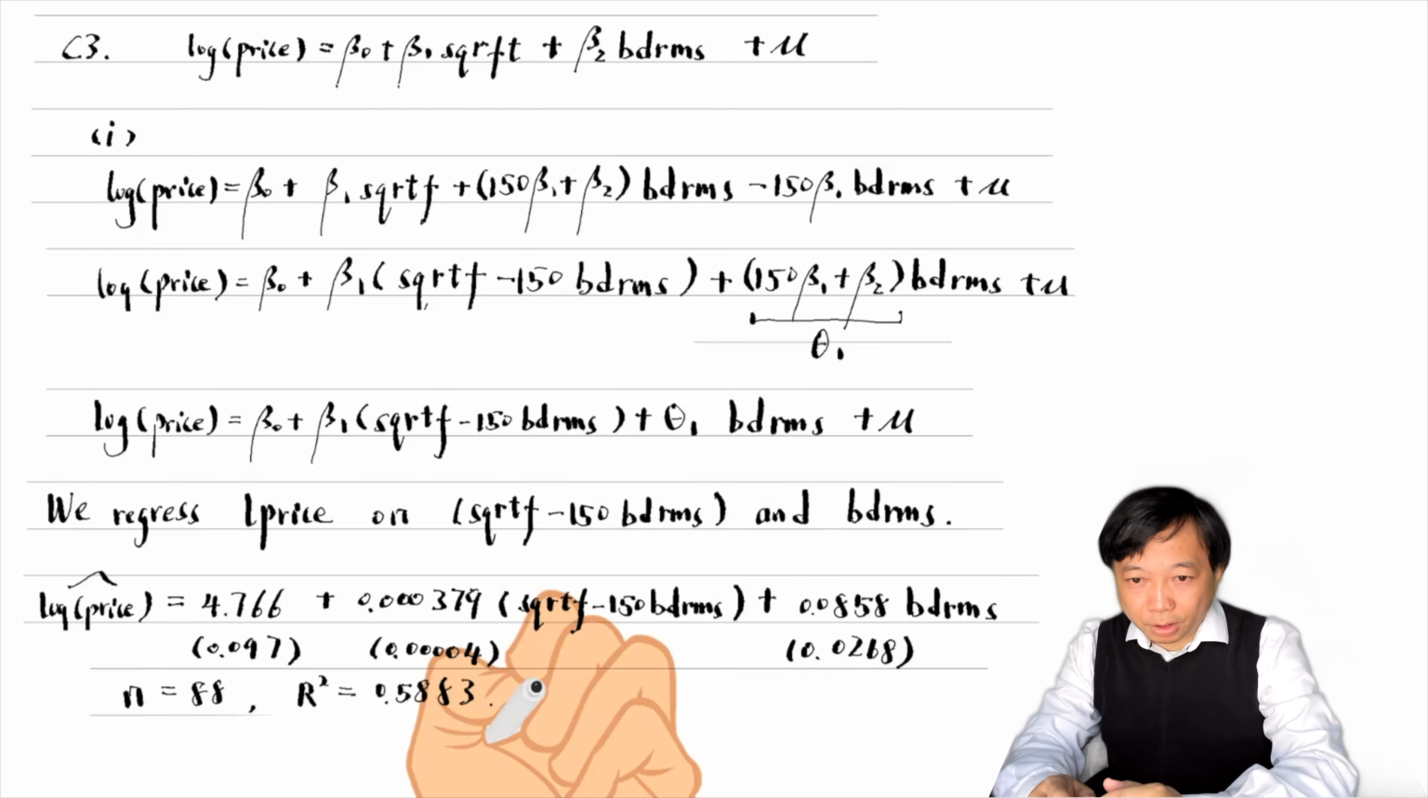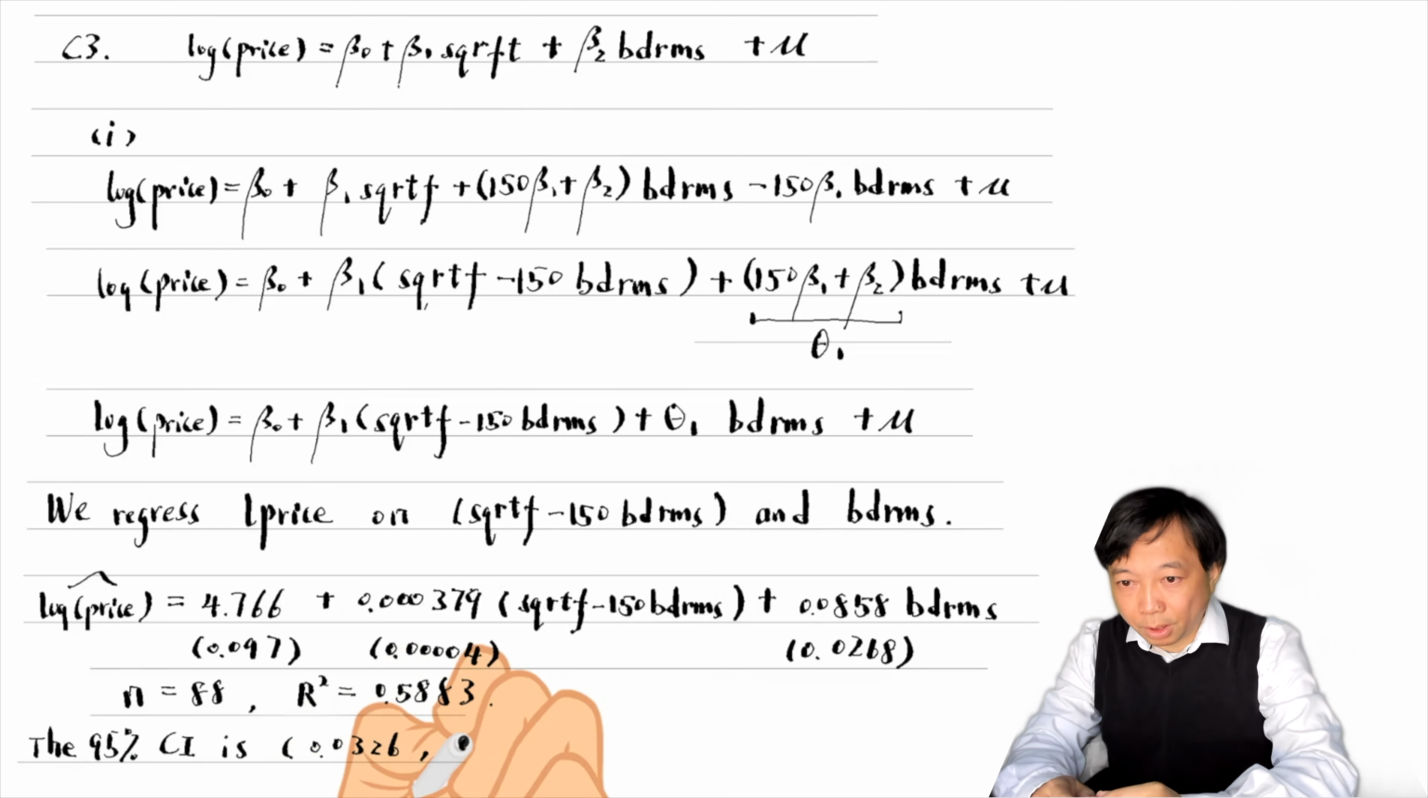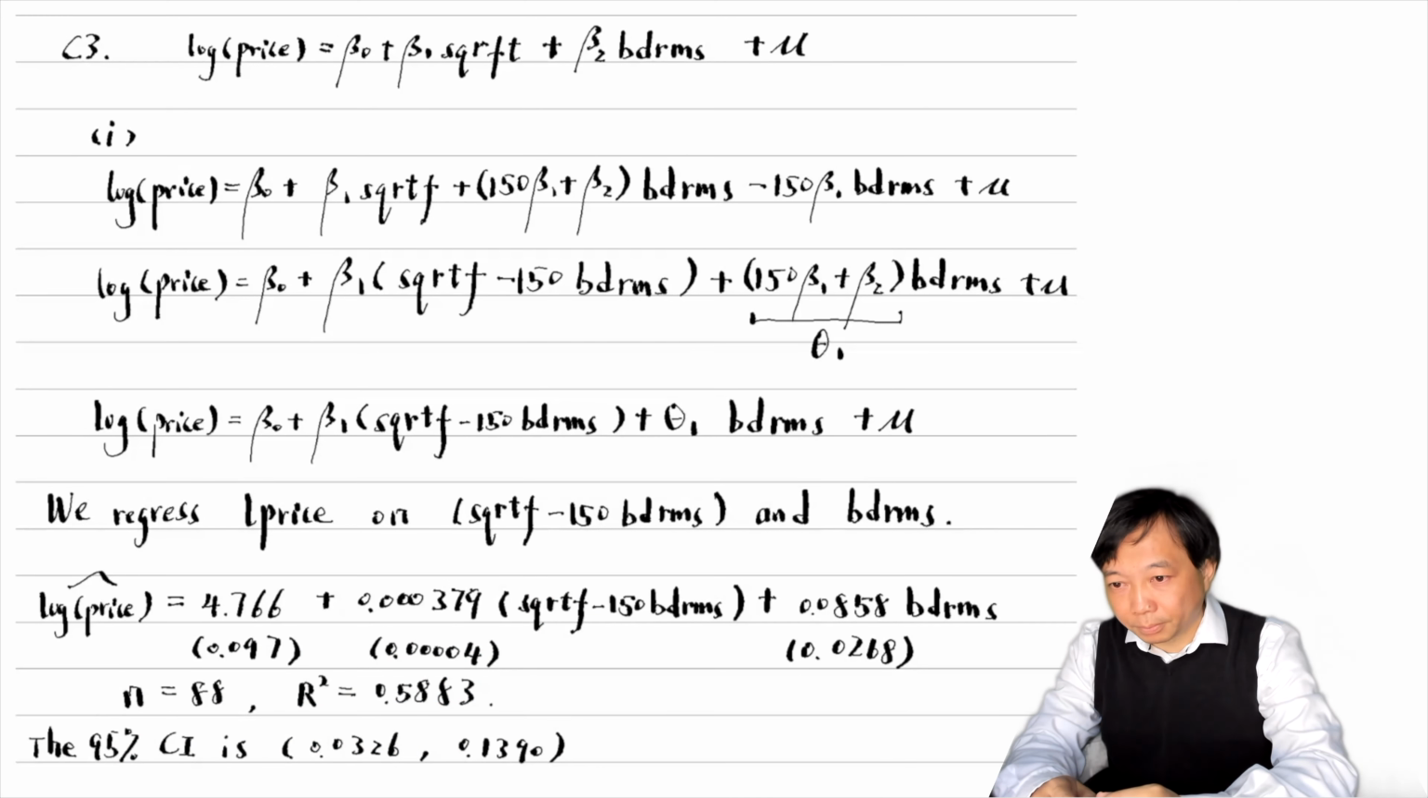We can read the 95% confidence interval from the result window. It is from 0.0326 to 0.1390. That is, the housing price increases from 3.26% to 13.9% as a 150 square foot bedroom is added to the house.